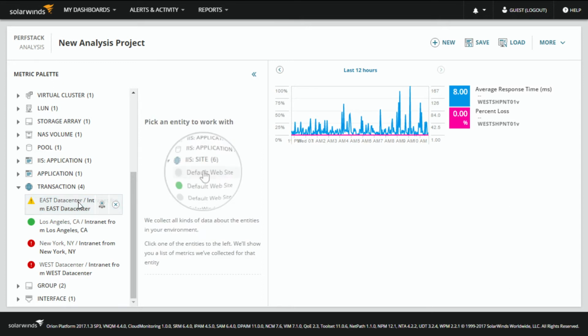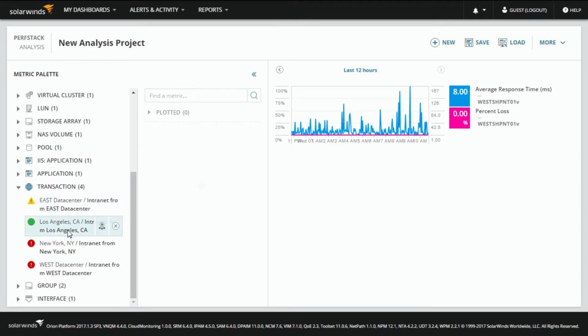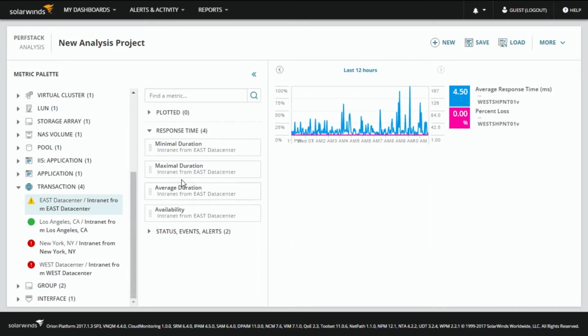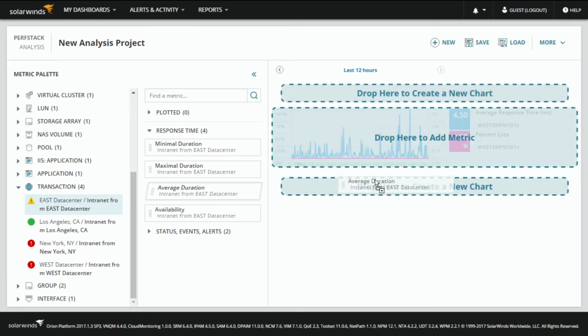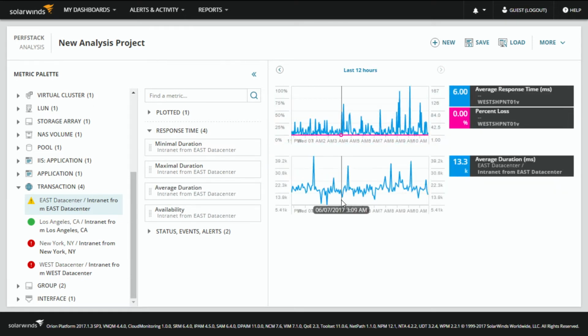So I see East Data Center. This seems to be related to what I've got. So I'll see what metrics, response time, for this whole operation. I'm going to bring in the average duration here. 22K, 39K. Oh, in milliseconds. So otherwise known as 20 to 30 to 40 seconds. There seems to be some delay here. Some users wouldn't be happy about that.